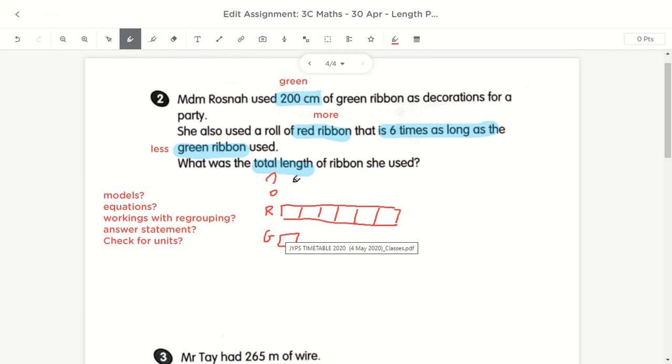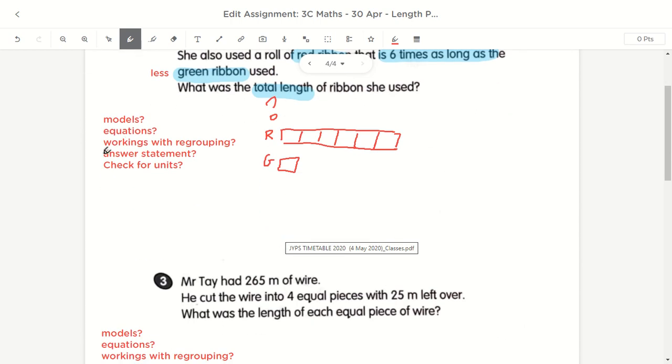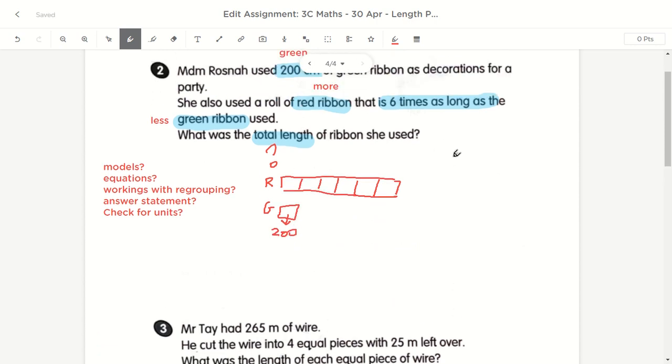Now let's put in some numbers. Green is 200. So this is actually 200. I've got no space to write inside, so I'll write outside. So realize one unit is 200. And they're asking you the total. So they're asking you this.